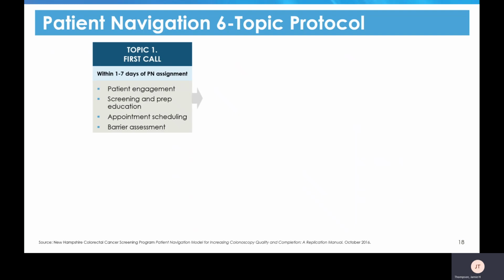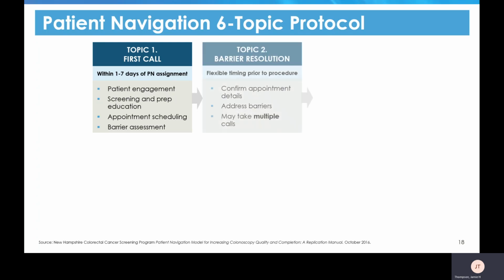So the navigation protocol you will be using consists of 6 topic areas. Topic 1, this is the first call between the navigator and the patient. It's an opportunity to engage the patient, discuss the importance of screening and bowel prep education, assist with appointment scheduling, and begin a conversation on barriers if appropriate.